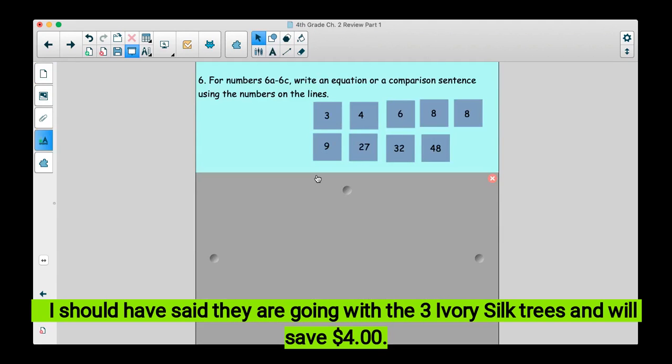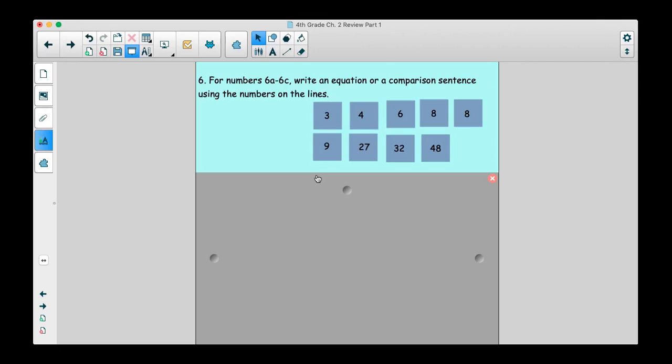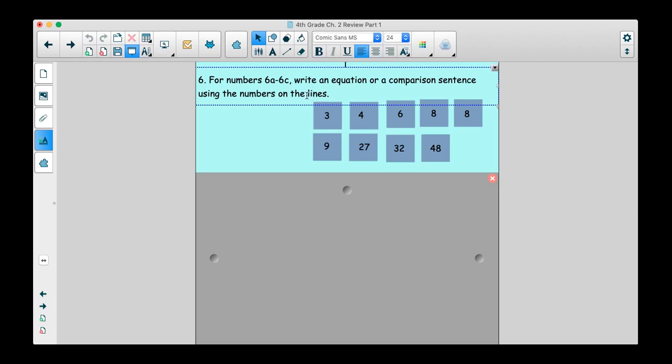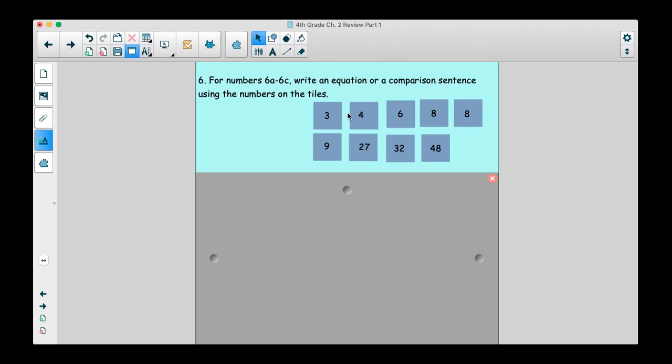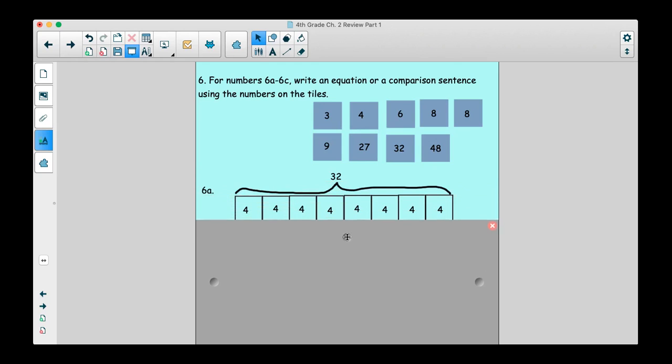All right, we are on to number 6. And it says for numbers 6A through 6C, write an equation or a comparison sentence using the numbers on the lines. Okay, so actually this should say not lines, but tiles. We're going for numbers on these tiles here. We're going to be using each of these tiles one time only to answer the questions in 6A through 6C. So let's check out what it says.